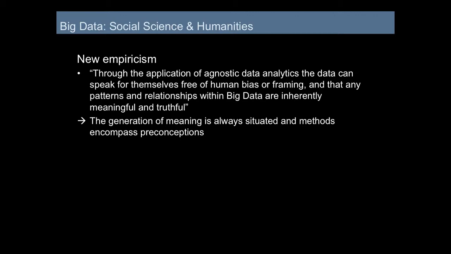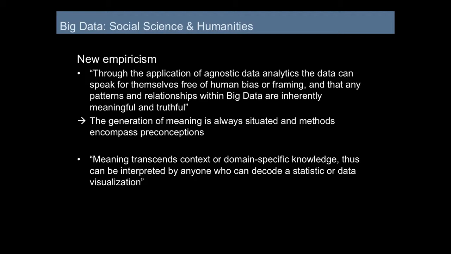Fourth, the claim that meaning transcends context or domain-specific knowledge, and thus can be interpreted by anyone who can decode a statistic or data visualization. Here Kitchin draws particular attention to the necessity of domain-specific knowledge, which is very much essential for good research. What I realized when I review some computational social science papers for journals is that sometimes you have computer scientists trying to explain social science research, but not necessarily having the right toolbox of sociological theories, or rather considering them to be unnecessary. My argument is not that social science can do everything better.